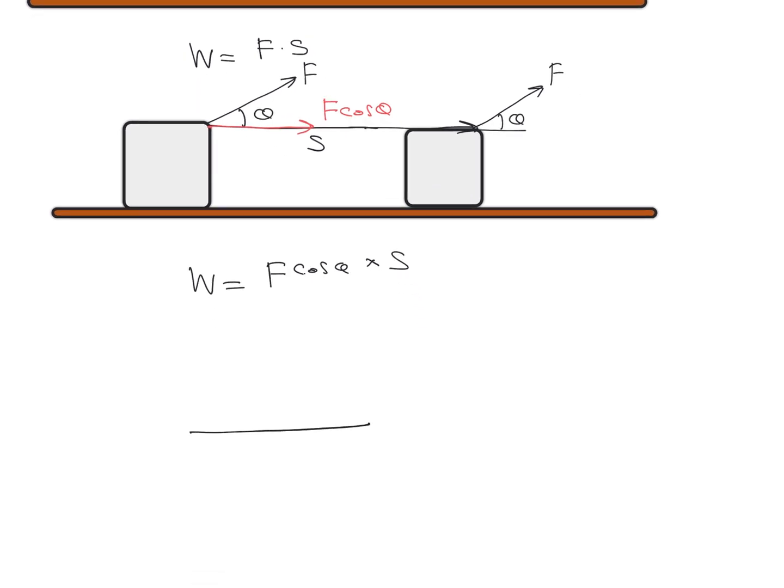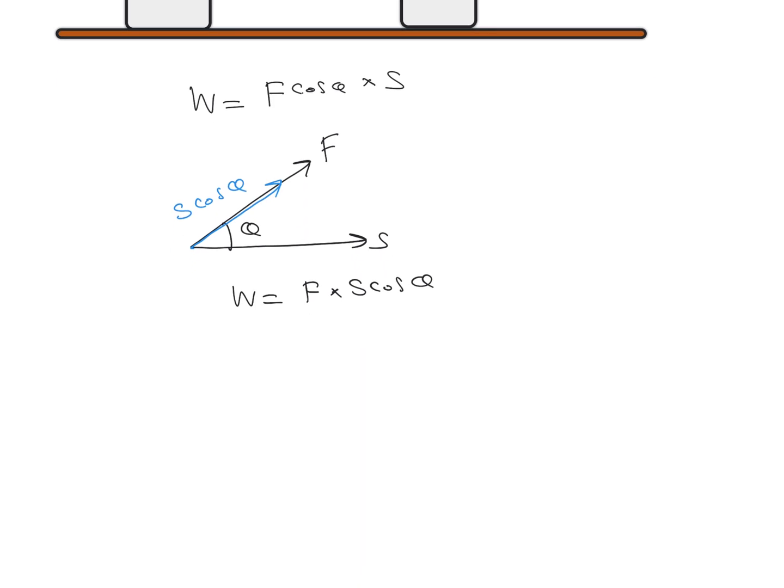Or we can do it the other way. If displacement is along this direction and force is acting along this direction, then we can calculate the component of displacement along the direction of force, which is S cos theta. So we can write the work done as F into the component of displacement along the direction of force. So in general, work done is not just the product of force and displacement. It is the product of force and displacement along the direction of force.